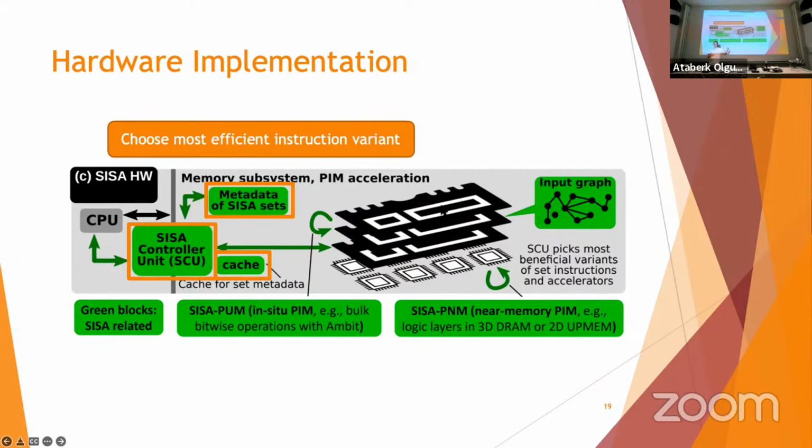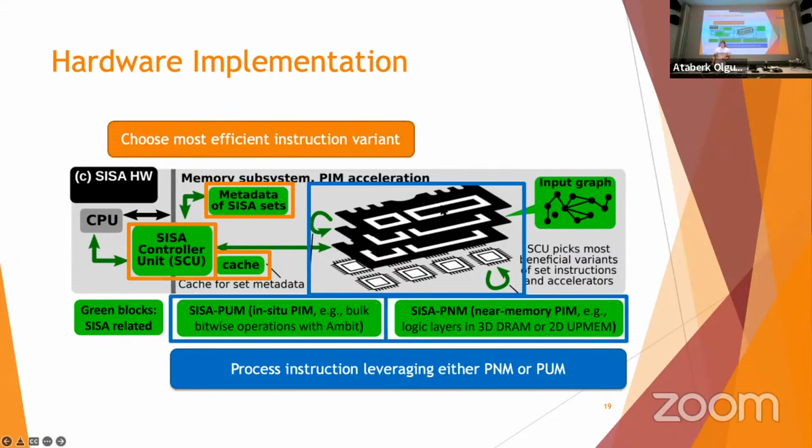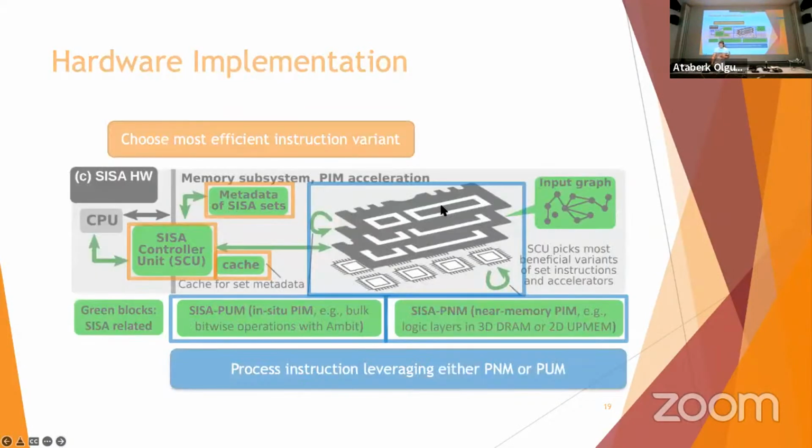I just introduced you to the variants of intersection, for example. The SISA control unit decides, okay, we've got this combination, so we take this execution, and as only dense bit vectors are involved, we can process it using memory. But then on the other hand, of course, we have processing using memory and processing near memory to actually implement the instructions.